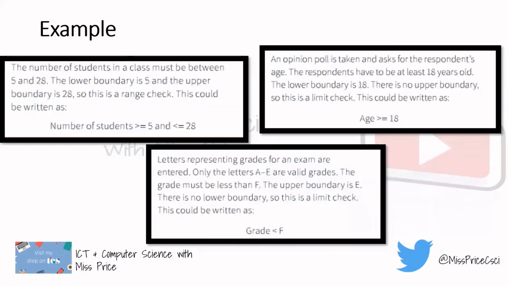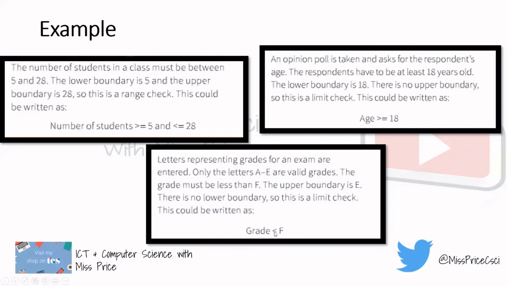Other examples here are the range checks. This is where they could be used in a database, for example. If you were to fill out an opinion poll, they will want to make sure that you are 18 or above. The number of students in a class has to be equal to or greater than 5, and equal to or less than 28. So if you were to try and put in 29 students or 4 students, then that class can't go ahead. And the same with grades.